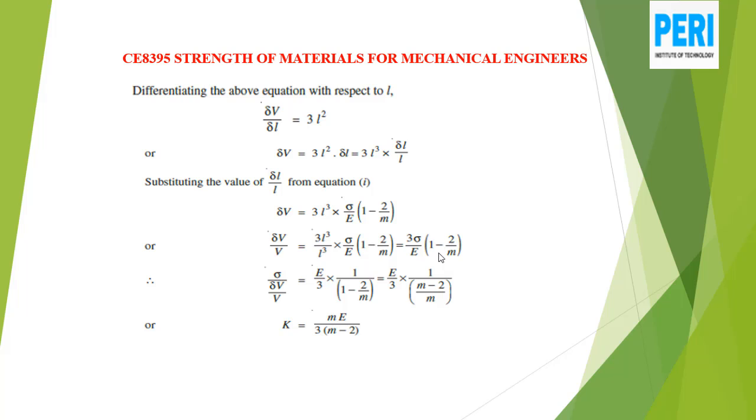Then stress by volumetric strain equals bulk modulus, so we want sigma by volumetric strain. Sigma divides out, and the left side becomes E by 3 into 1 by 1 minus 2 by m. Simplifying this, we get m E by 3 into m minus 2. This becomes K, because stress by volumetric strain equals bulk modulus.